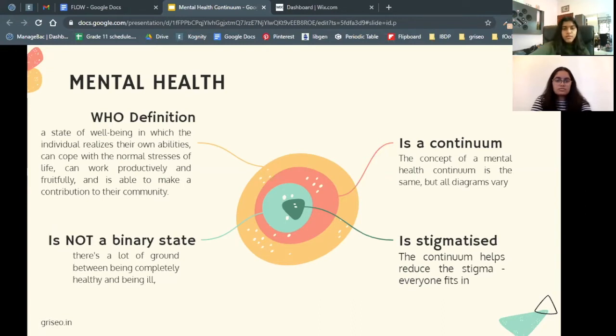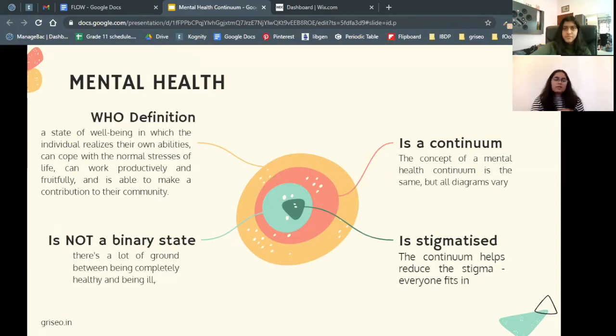The concept of a mental health continuum is the same idea all over the world and with different organizations, but the diagrams may vary. What I mean by this is the terminology or the words used to explain this concept may be different according to different sources, but essentially they all mean the same.